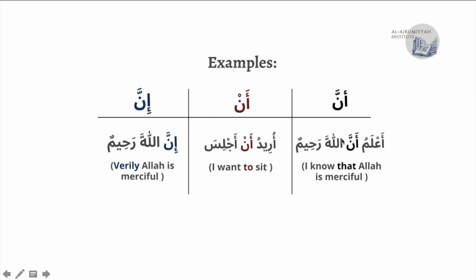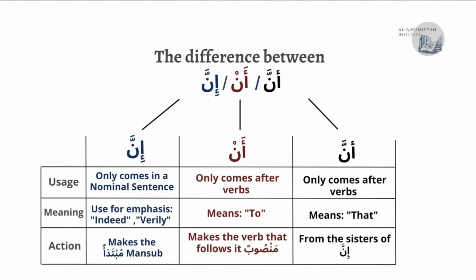Anna, like we said, is only used after verbs. So a'lamu anna Allaha rahimun, I know that Allah is merciful. So anna here is translated as that. It makes what comes after it mansub, which was originally the mubtada, which becomes ismu anna, and obviously it's only used after verbs, so that's why it comes after a'lamu, which is a verb. And that, in a very brief sense, is the difference between inna, an, and anna.